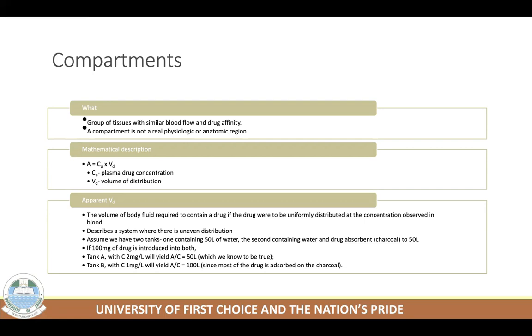Now, I've mentioned that the apparent volume of distribution is hypothetical, or it's used to describe the volume that would have contained the amount of that drug at the concentration found in blood at that time. Okay, so volume of distribution is a hypothetical value, and let's prove it by doing this.